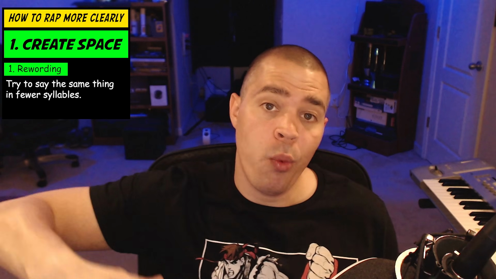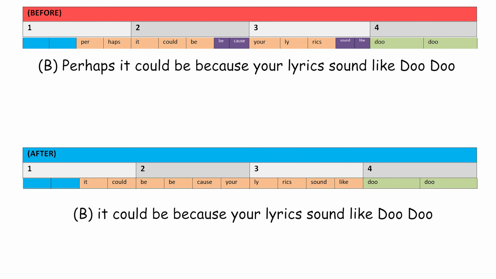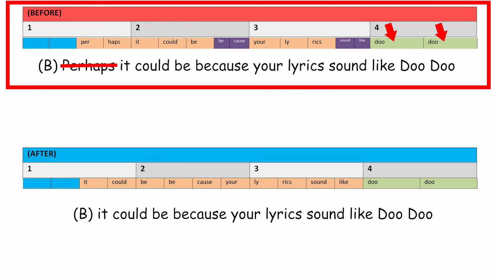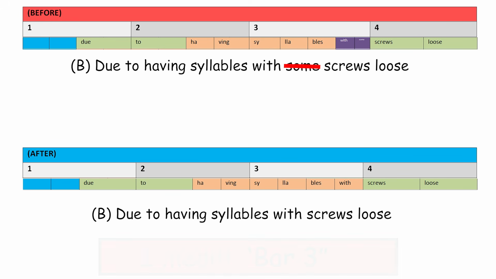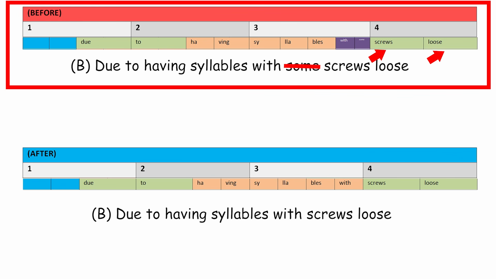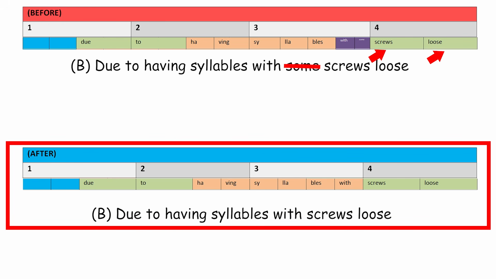Now let's check out how I reworded bar 2. In bar 2, I removed perhaps, which gave me more room for doo-doo, which are both 8th notes. It could be because your lyrics sound like doo-doo. And in bar 4, I removed some, which gave me more room for screws and loose, which are both 8th notes. Doo-too having syllables with screws loose.